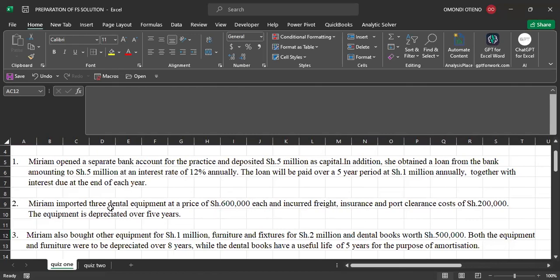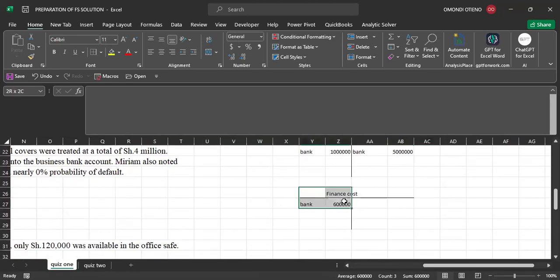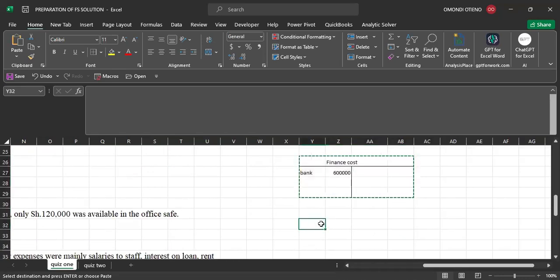Miriam imported 3 dental equipments at a price of 600,000 each. There are 3 and each is 600,000. So that is 1,800,000, and incurred freight charges or freight insurance and port clearance costs of 200,000. The equipment is depreciated over 5 years. So we have what we call dental equipment. So dental equipment here is a PPE.